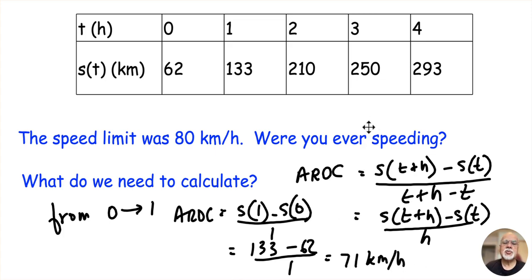So the question was, were you ever speeding? Well, certainly in that first hour we were not. The average rate of change was 71. You may have been going higher, you may have been going lower, but the average was 71.